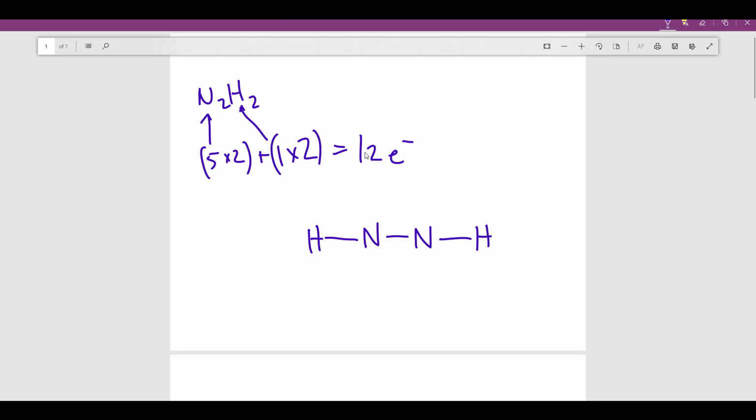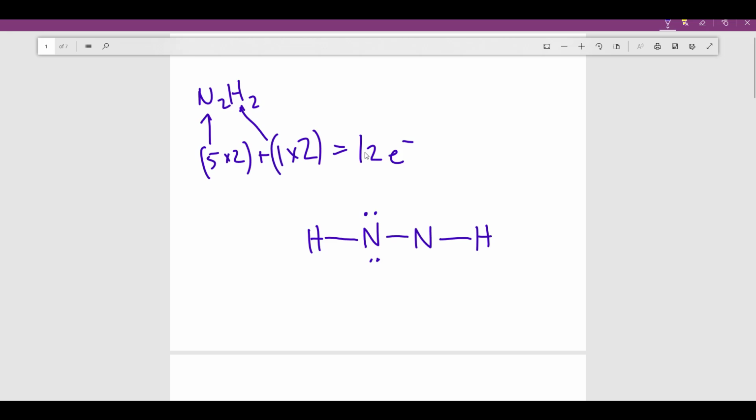Remember, we've used up 2, 4, 6 electrons of our total 12. So how many electrons do I have left? Well, I have 12 minus 6 left, which is 6. So I'm going to start putting them down as lone pairs on these atoms. I'll go ahead and put down 1, 2, 3, and 4.